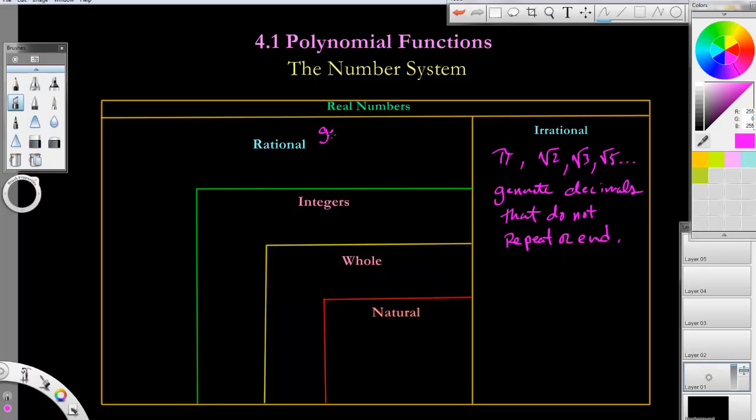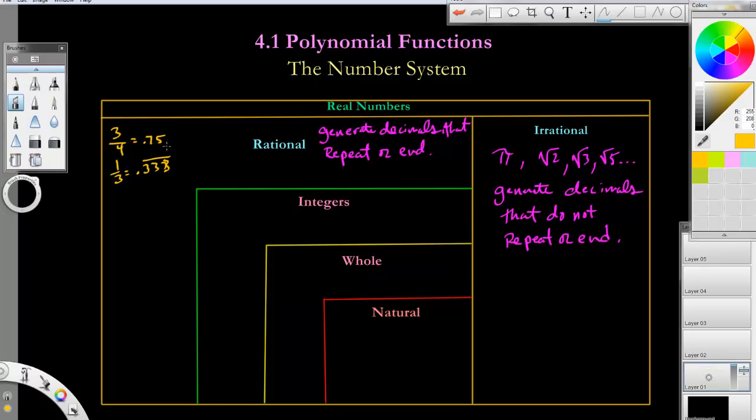These rational numbers generate decimals that repeat or end. And rational numbers could look like anything. Let's just list a few here in yellow. If I had 3/4, that would be equal to 0.75, and you can see that 3/4 generates a decimal that ends, whereas 1/3 would generate 0.333, you know, repeating. So these would all repeat.